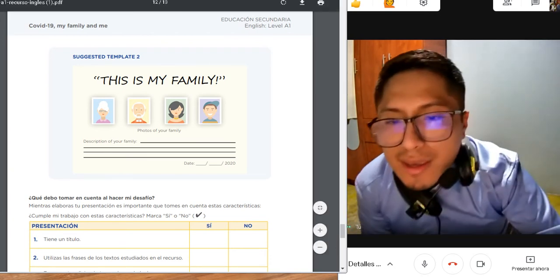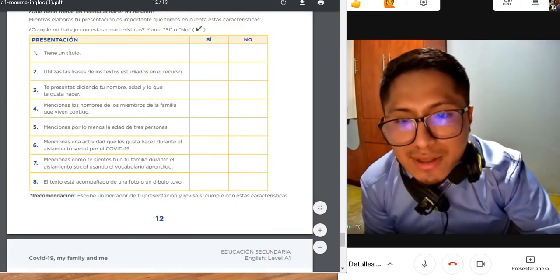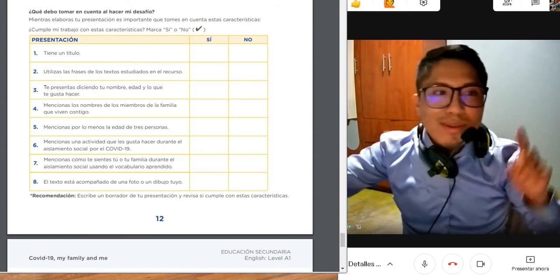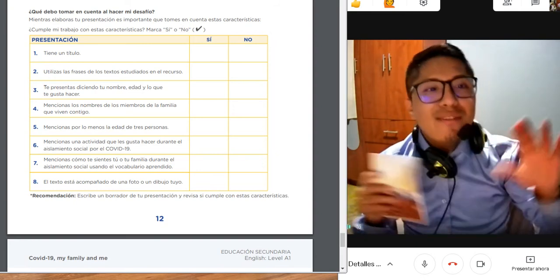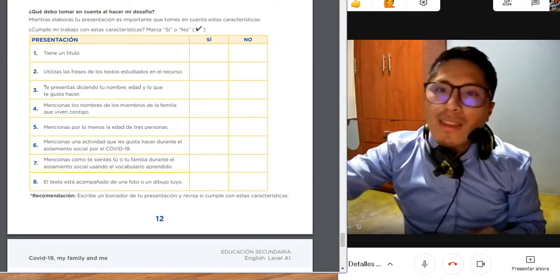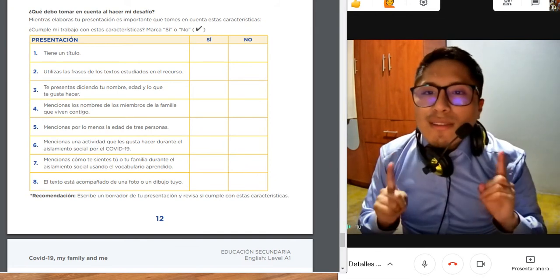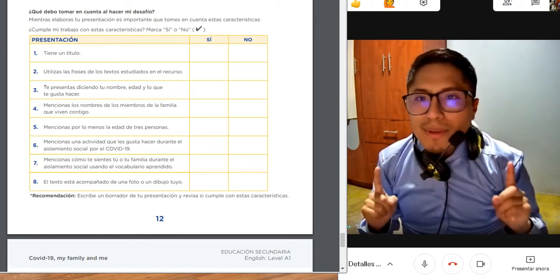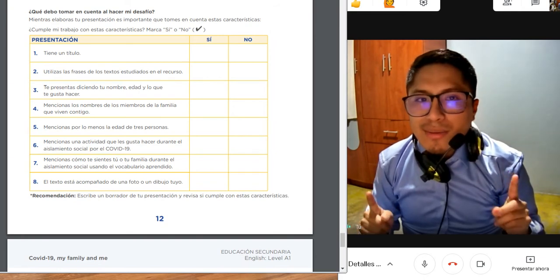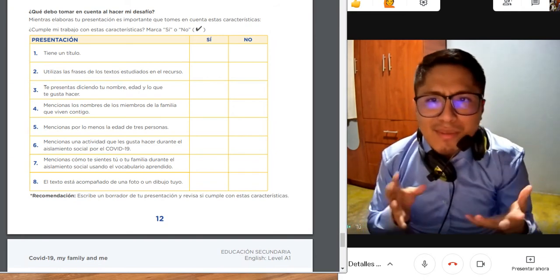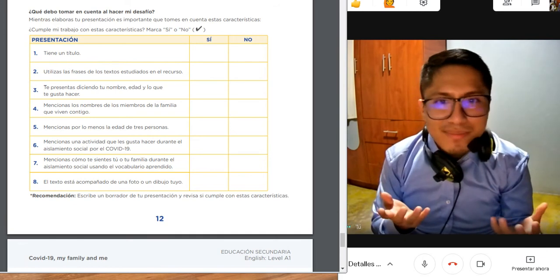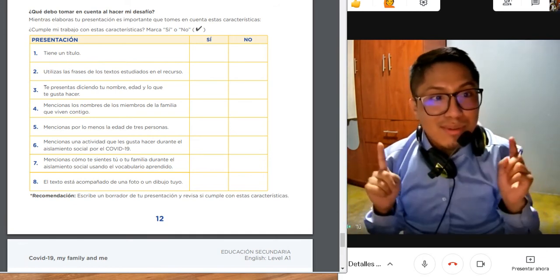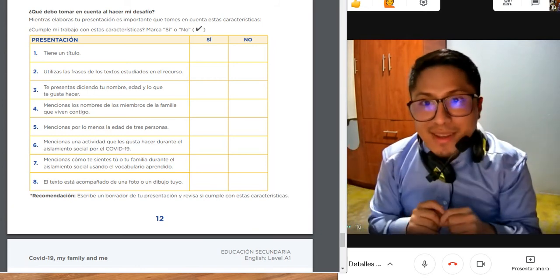¿De acuerdo? Y para ello, antes de realizar su trabajo, tienen que verificar lo siguiente. ¿Tiene un título? Ajá. ¿Ves? Yo no tenía título, pero yo puedo decir My Family. ¿Utiliza las frases de los textos estudiados en el recurso? ¿Lo hice? Sí. ¿Te presentas diciendo tu nombre y edad, lo que te gusta hacer? Sí, pero tal vez me faltó decir lo que me gusta hacer, ¿no? ¿Ya? Tratamos de una retroalimentación de mía, porque al comienzo yo no di título, solo introduje, nada más, ¿eh?